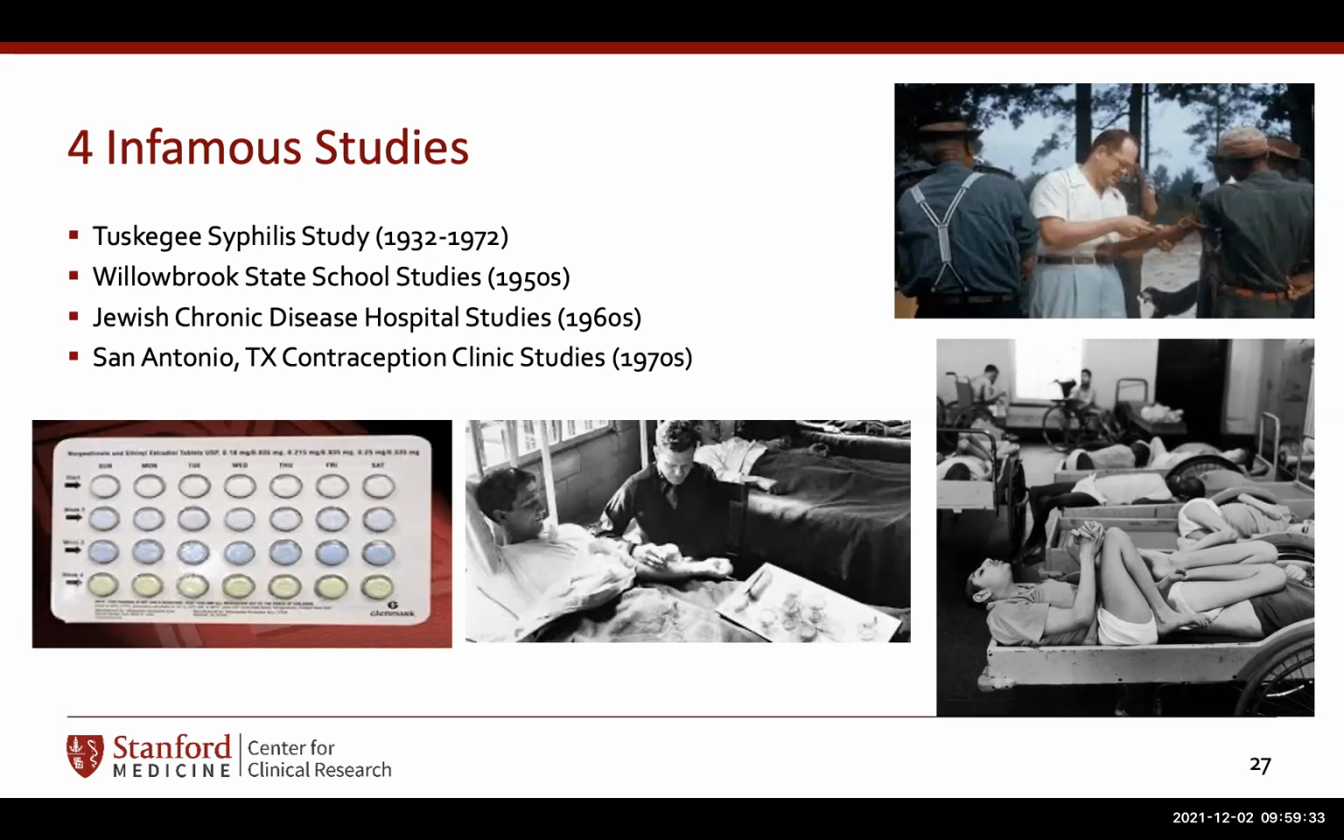The contraception clinic studies in the 1970s took place in San Antonio, Texas. This was a study looking at contraception clinics serving mostly indigent patients, and they wanted to evaluate the efficacy of some of these contraceptive pills. So they evaluated the efficacy of various types of oral contraception in a randomized, blinded, placebo-controlled study.